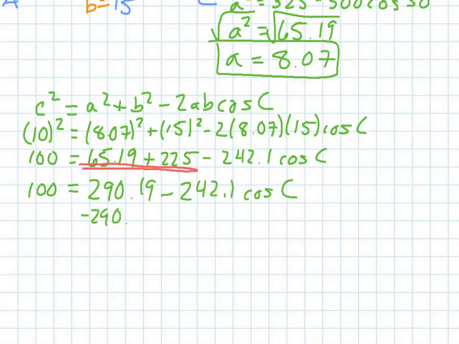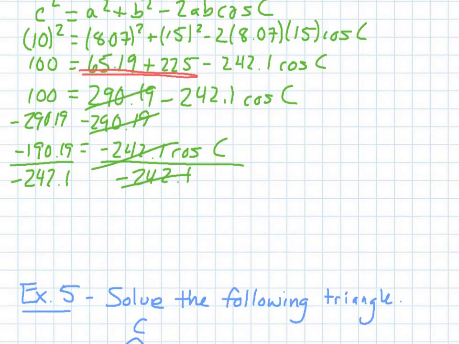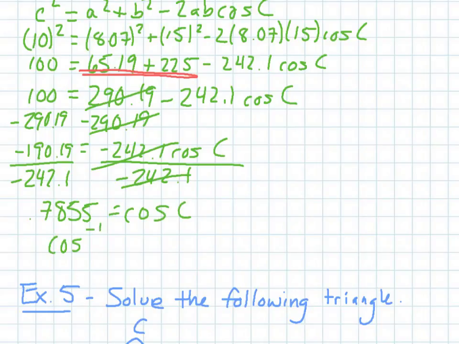Okay, I'm going to subtract the 290.19 over. Okay, divide your negative 242.1 over to get it away from cosine. That gives you 0.7855 or something like that. Leave it in the calculator, do the inverse cosine of that, and that equals 38.22. You can say 38.23 if you'd like, because I think it rounds to the tenth there.